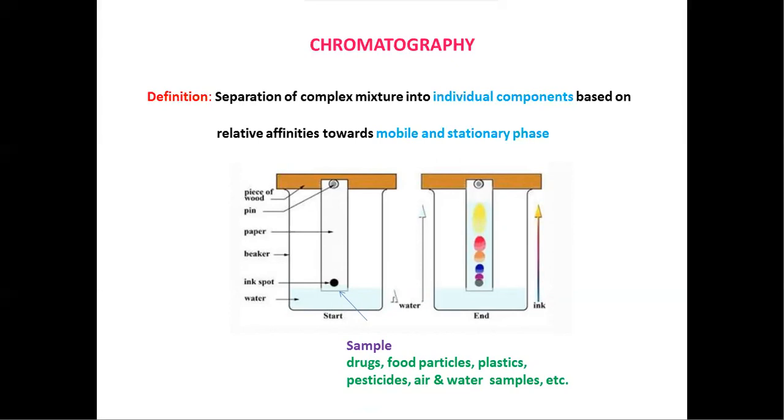And this is the mobile phase. Here we are taking water as a mobile phase to separate the component particles present in the ink. Usually we take a liquid or gas as a mobile phase. Here we are taking a liquid, that is water, to separate the color components present in the ink spot. One more important requirement is the stationary phase, which is usually solid or liquid in nature.